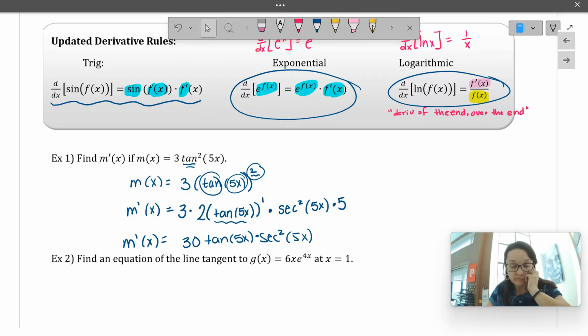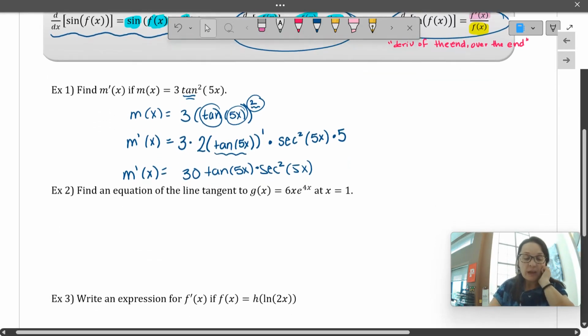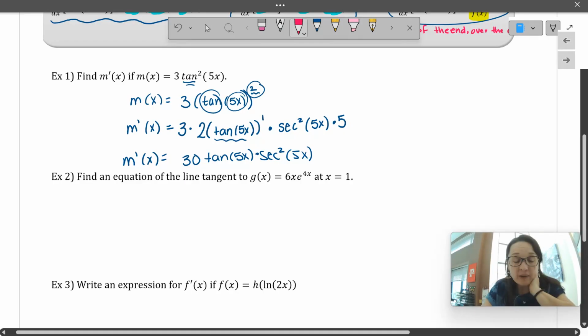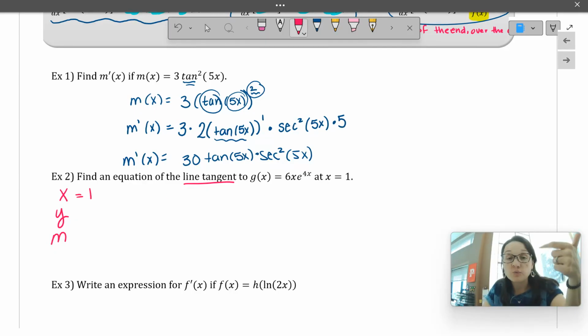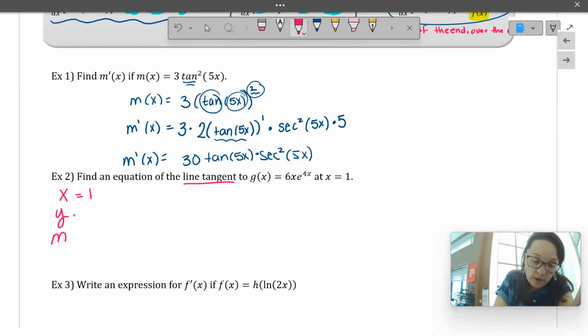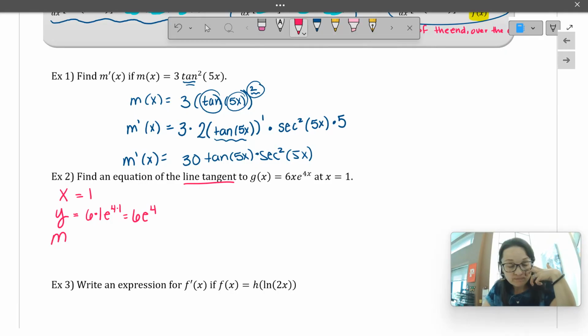Okay. The next one says, all right, let's go back and find tangent lines. Find an equation of the line tangent. Tangent lines, x, y, slope. Find the equation of the line tangent to g of x at x equals 1. All right, so if I need a tangent line, x, y, slope, x is 1, y is what I get when I plug 1 into the original, and that's going to be 6e to the 4th.